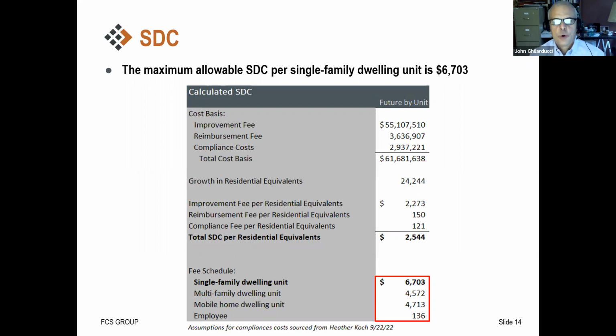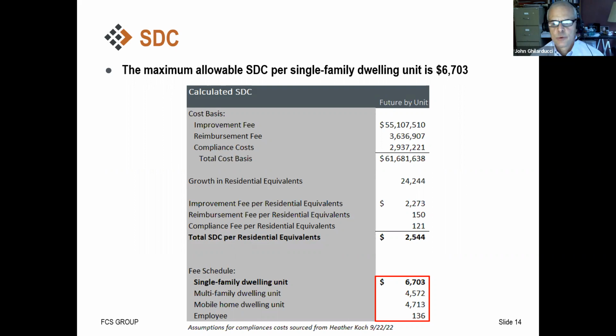You see the growth in residential equivalents, that is population growth plus employee equivalents expressed as residential equivalents. So we know that an employee in the district can't use the parks as much as a full-time resident. So it's usually about 10 employees to equal one resident. So that's what residential equivalents are. They include employees expressed as residential equivalents.